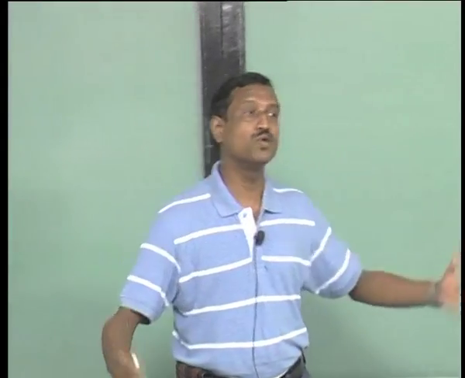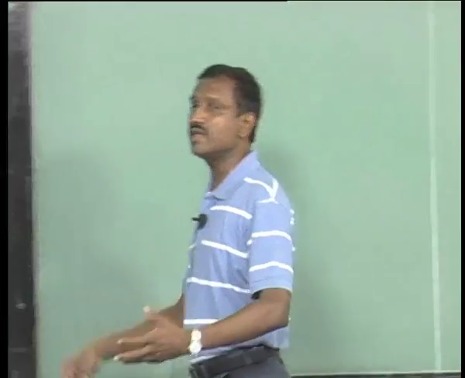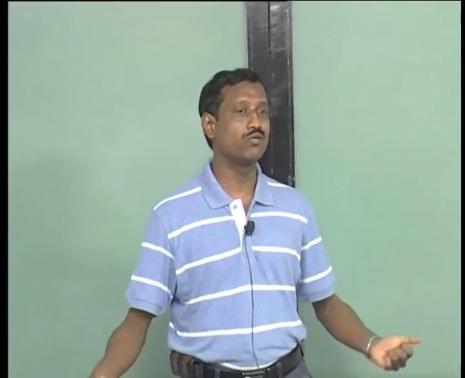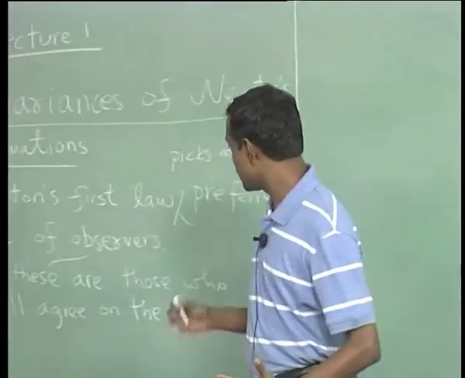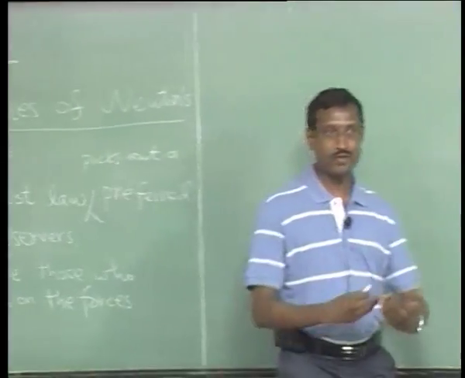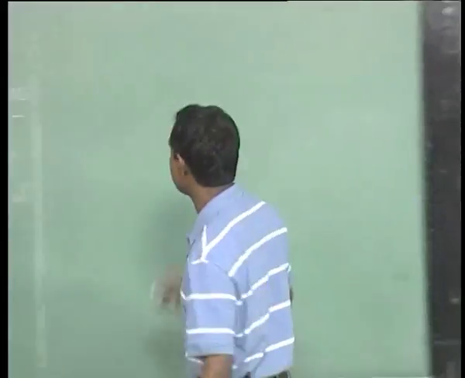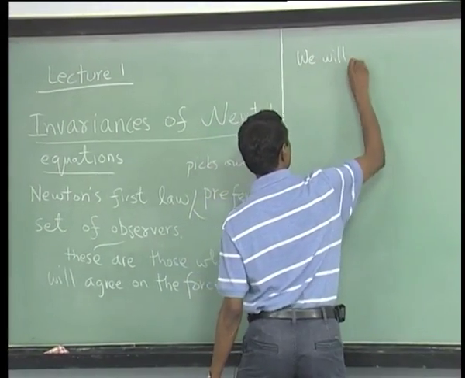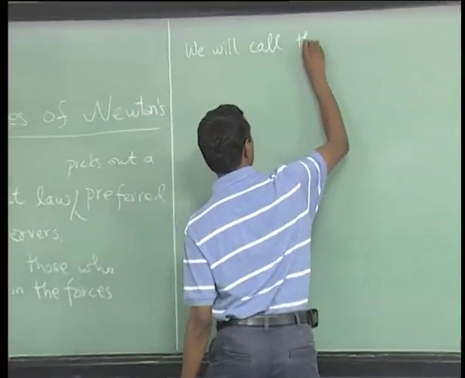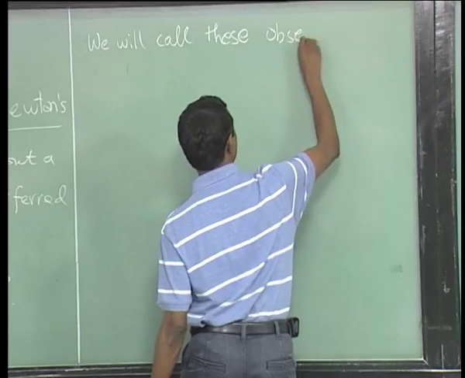Of course, a more dramatic example is that of a rotating system, like a merry-go-round. The key point here is that we will look for observers who agree on the forces. We will give them a name, we will call these people inertial observers.